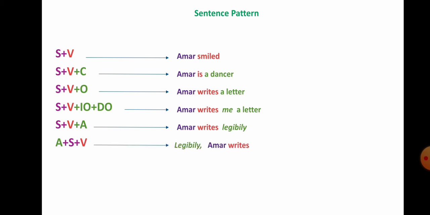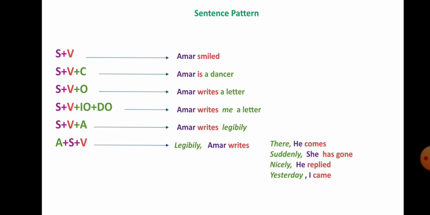The same sentence we can use. Instead of writing Amar writes legibly, we can say legibly Amar writes. Let's see the example. There he comes. We can say it, he comes there. But in order to make an emphatic sense, we are using there in the beginning of the sentence.